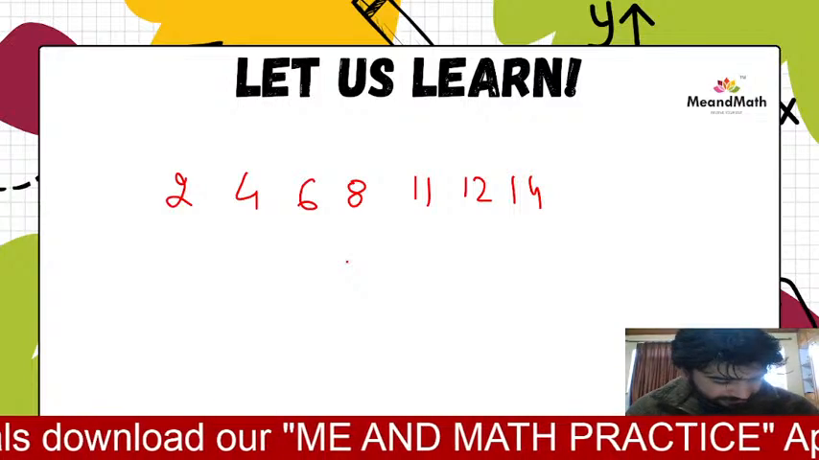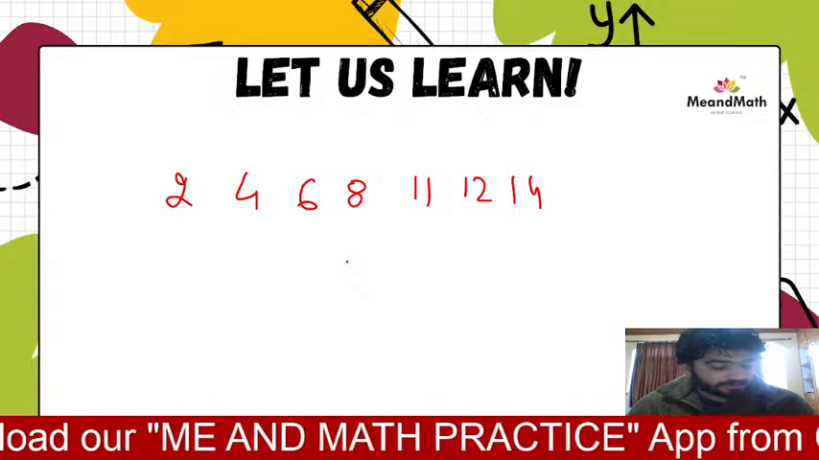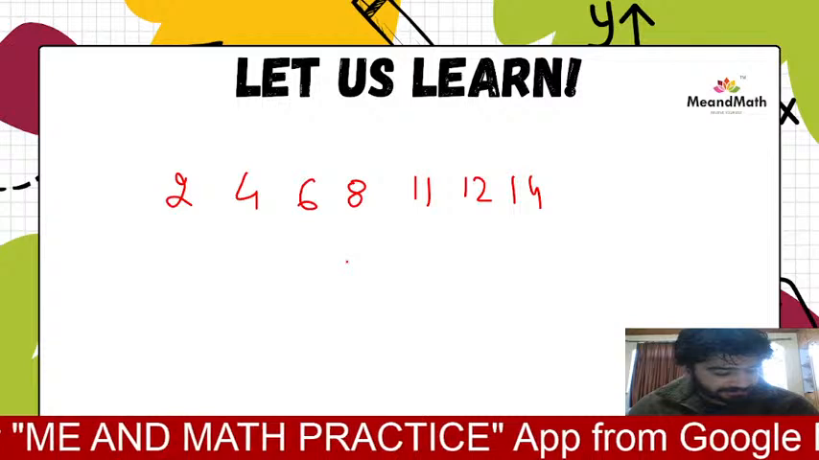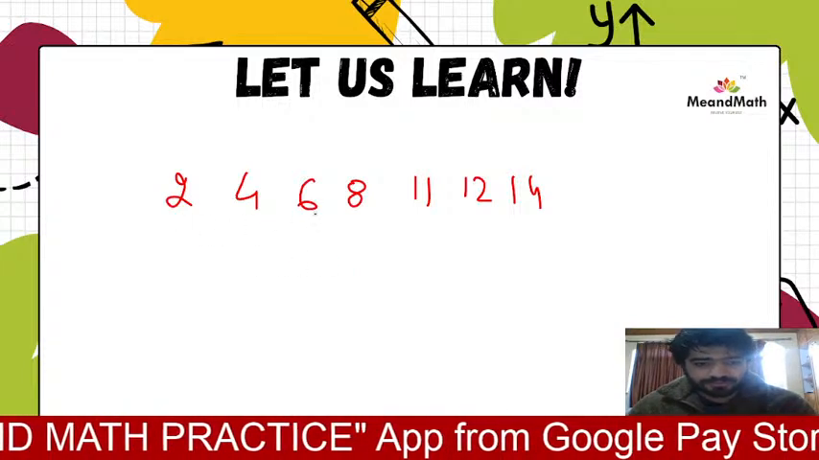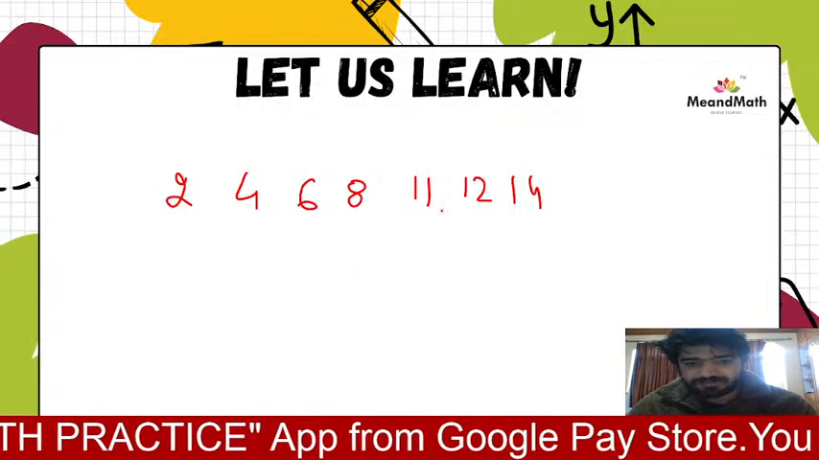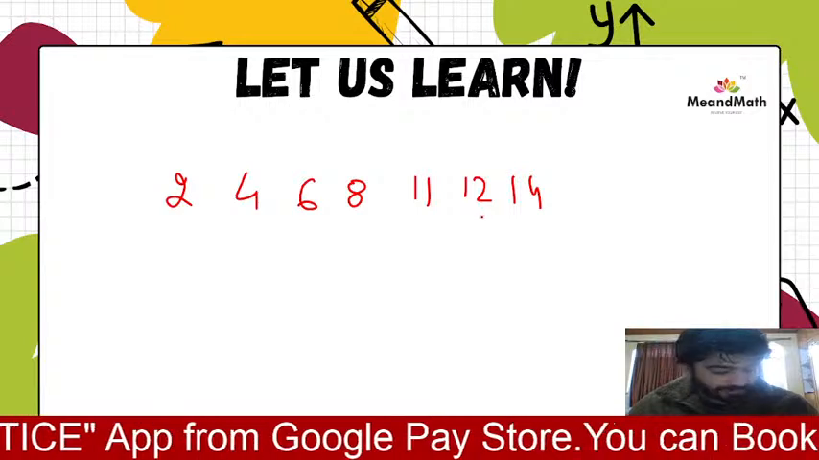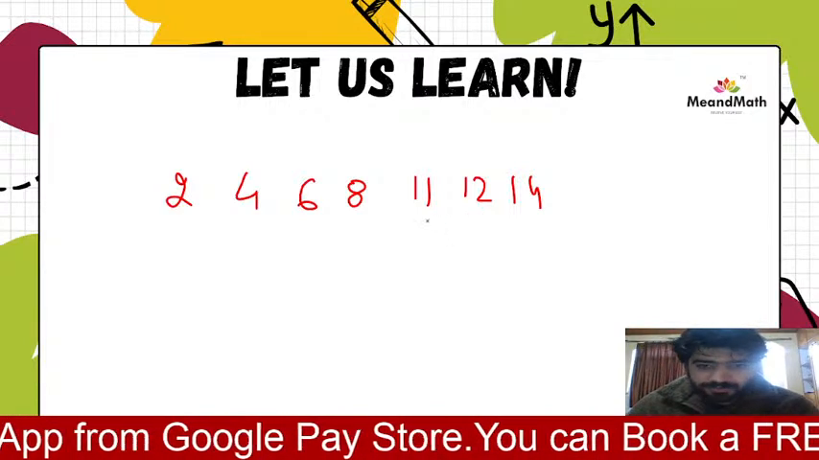Oh, Krish. It is Krish. Okay. So it is Krish and Arya and others who have joined. So 2, 4, 6, 8, then 11, then 12, then 14. Okay, so what will be the odd one out here?